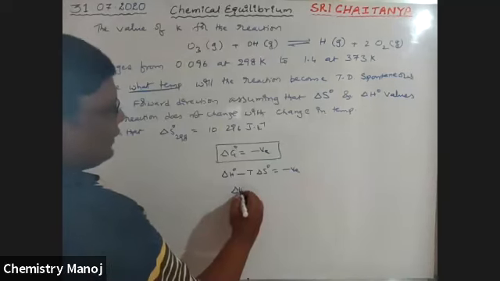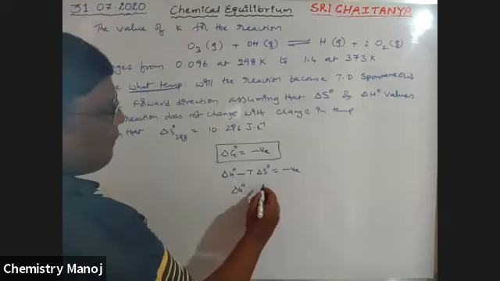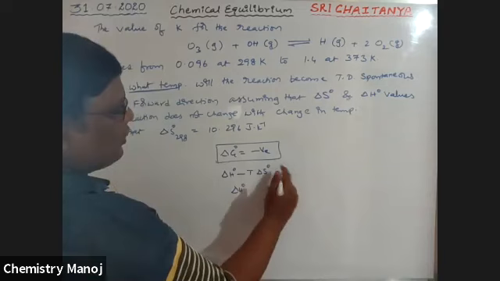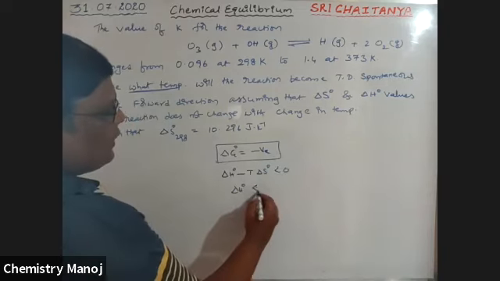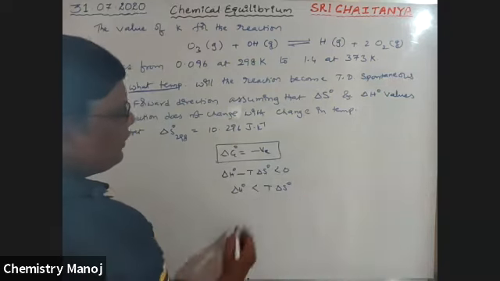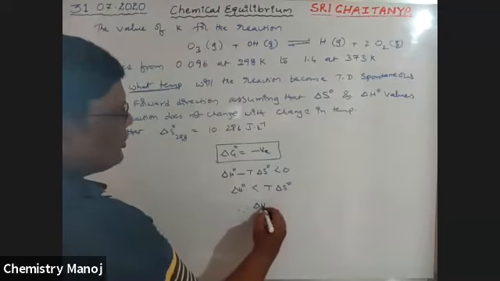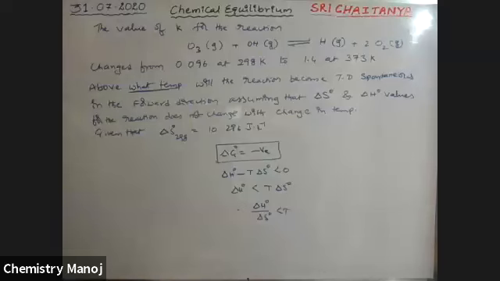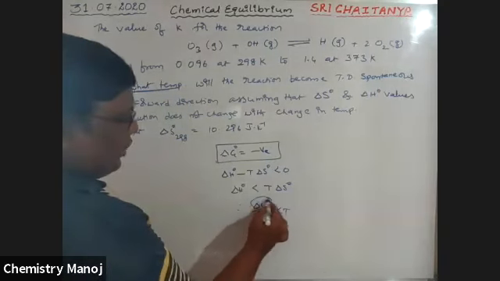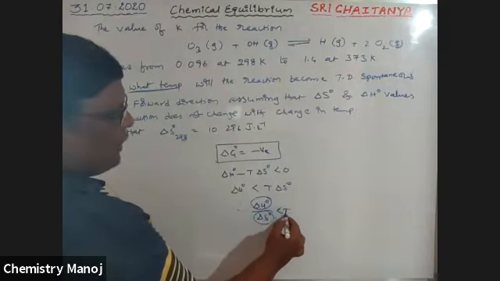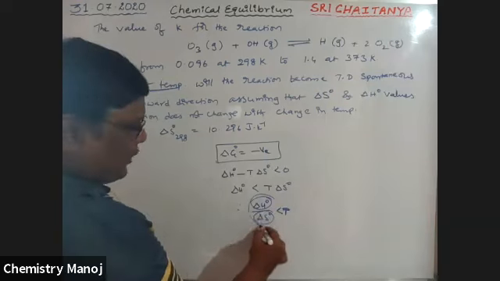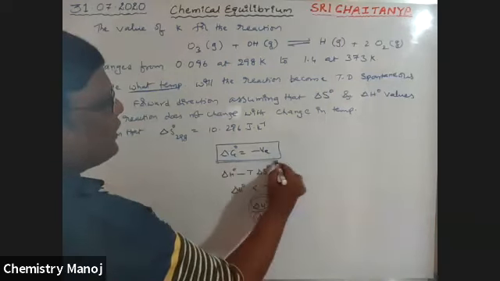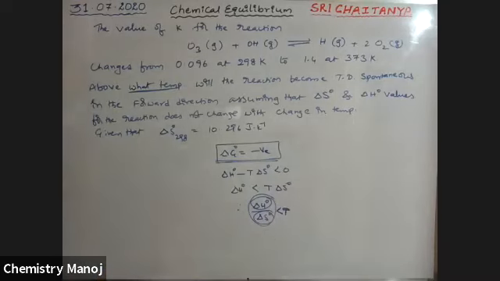That implies delta H naught minus T delta S naught is less than 0. Negative means less than 0. So delta H naught is less than T delta S naught, and therefore delta H naught by delta S naught is less than T. So below that temperature only the equation is spontaneous. Otherwise the equation is not spontaneous.